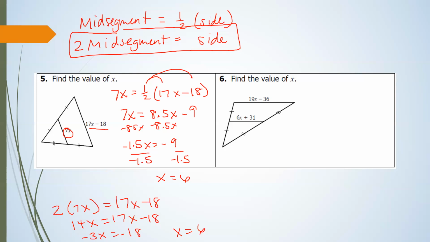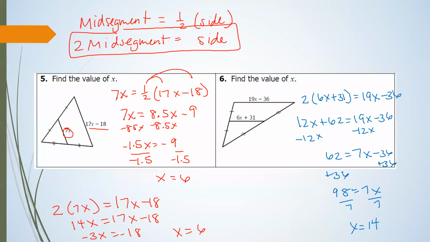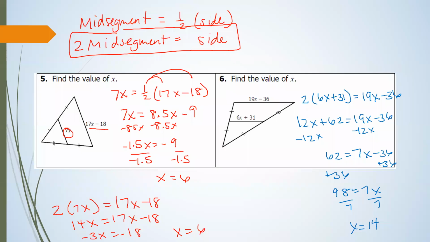Okay, try number 6. Solve for x in number 6. So you should have gotten x equals 14. I used the second equation where I multiplied the midsegment by 2 and set that equal to the side it was parallel to. If you'd like to check your answer, it's always a good idea to take whatever your x equals and plug it back in. So we can take 6 times 14 and add 31 to it, and we get 115.